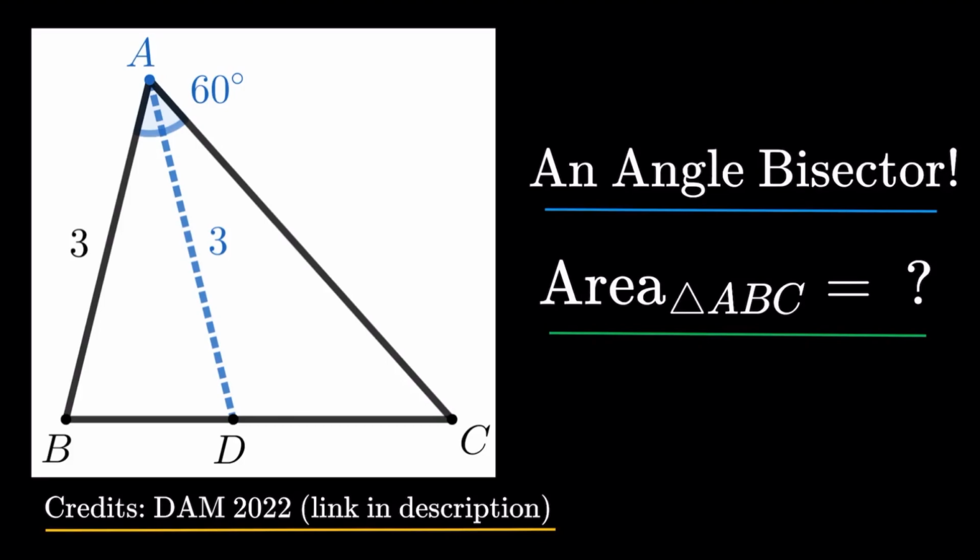Take a look at the figure on the left. The blue segment AD is an angle bisector of angle BAC. Find the area of triangle ABC.